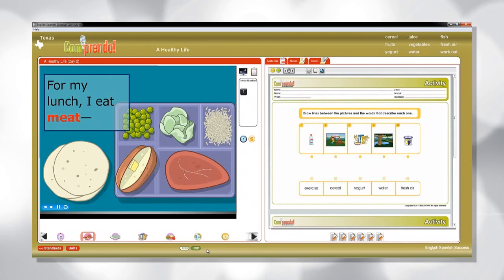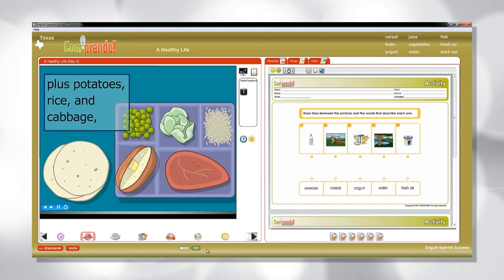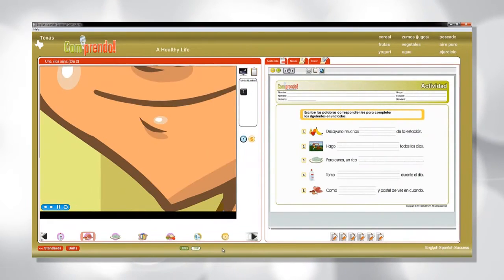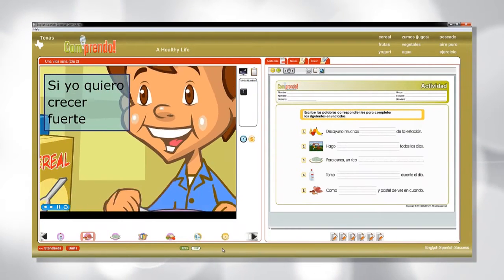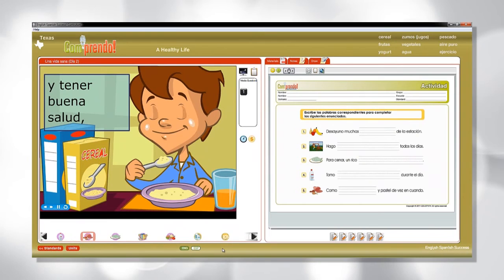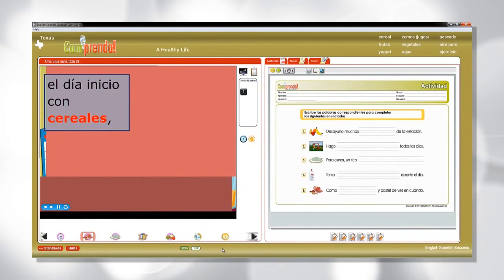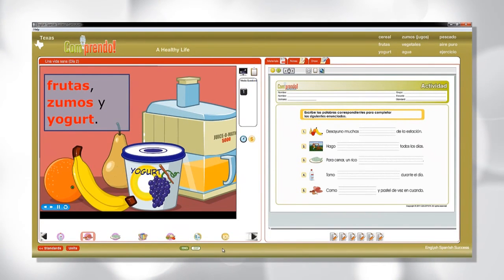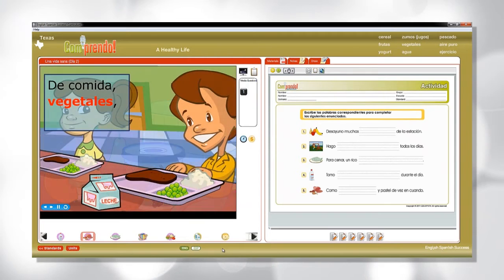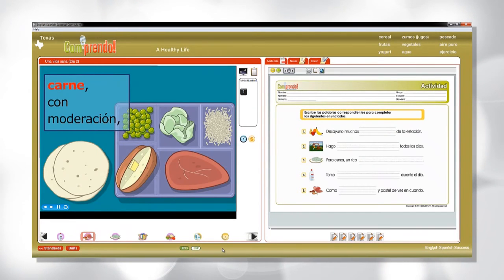For my lunch, I eat meat, a little piece with veggies too, plus potatoes, rice, and cabbage. Si yo quiero crecer fuerte y tener buena salud, el día inicio con cereales, frutas, zumos y yogur. De comida, vegetales, carne con moderación.